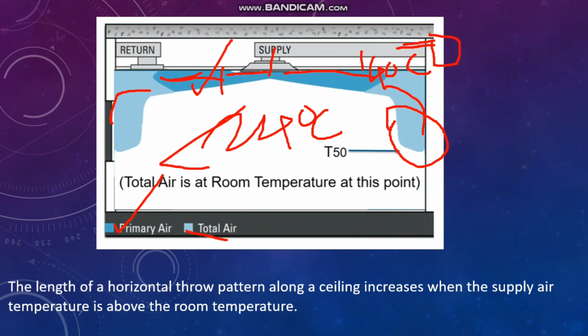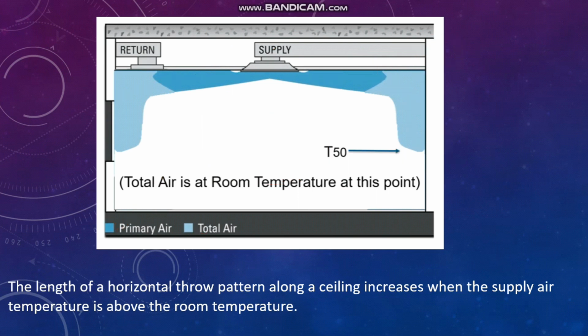Total air means, in this region it will be return air, means the room air will be there. Okay, so here will be supply air, primary air, and here the room air will be there. So both will mix and make the total air. So that one is like 15 feet per minute. T50 means terminal velocity, so terminal velocity 50 feet per minute. At this point, the total air, means the supply air coming from the diffuser plus the room air, is at room temperature at this point.